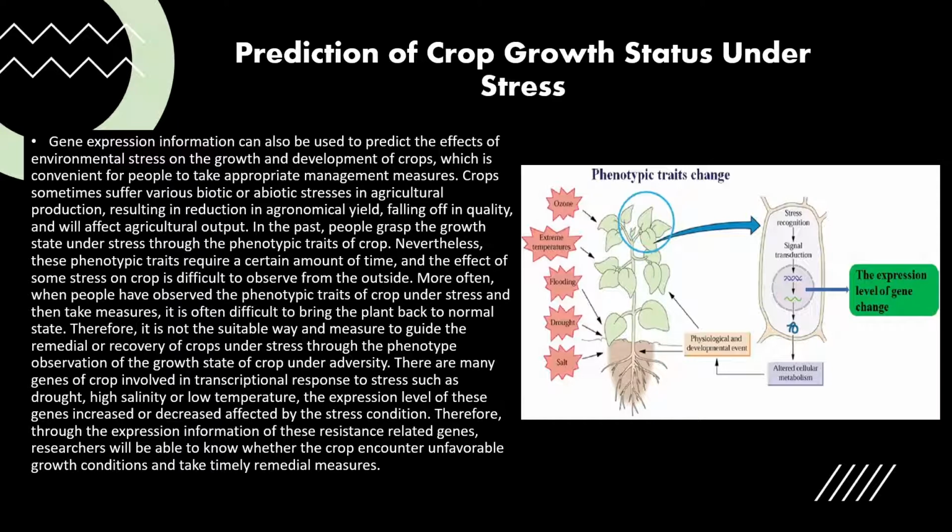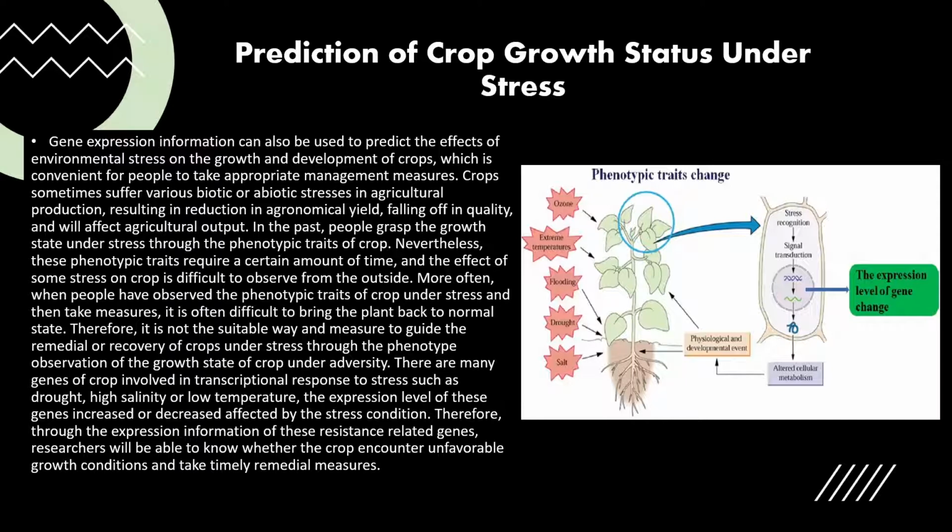In the past, people grasped the growth state under stress through the phenotypic traits of crops. Nevertheless, these phenotypic traits require a certain amount of time, and the effect of some stress on crops is difficult to observe from the outside. More often, when people have observed the phenotypic traits of crops under stress and then take measures, it is often difficult to bring the plant back to normal state. Therefore, it is not a suitable way to guide the remedial or recovery of crops under stress through phenotype observation of the growth state of crops under adversity.